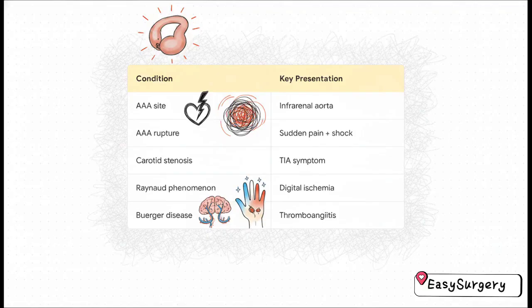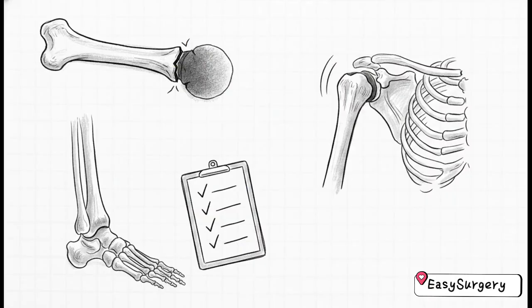You need to instantly recognize that. Carotid stenosis will present with TIA symptoms. Raynaud phenomenon is characterized by episodic digital ischemia. And Buerger disease, that's synonymous with thromboangiitis obliterans. Wrapping up with orthopedics here, the most common fracture in the elderly is the neck of femur fracture. And you must know its severe complications, avascular necrosis or AVN, plus non-union.